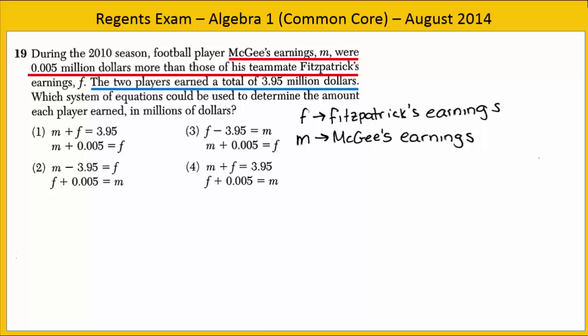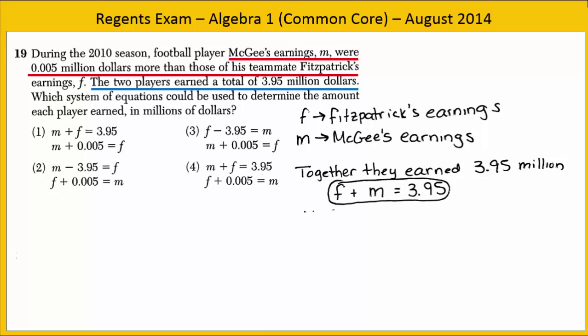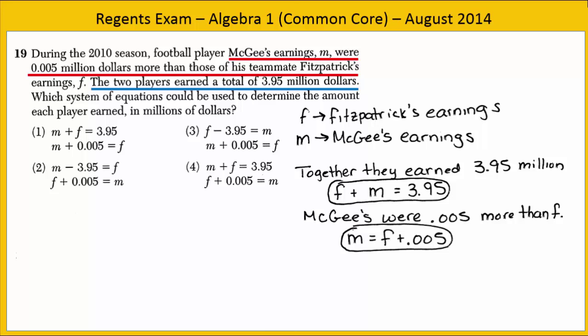F represents Fitzpatrick's earnings, and M represents McGee's earnings. The first statement we have is that together they earned $3.95 million. Fitzpatrick's earnings plus McGee's earnings equals 3.95. There's our first equation. The second piece of information we're told is that McGee's earnings were $0.005 million more than Fitzpatrick's. McGee equals Fitzpatrick's plus $0.005. Look at the choices carefully and determine which one is equivalent to the equations that we wrote. We see that choice 4 is that system.